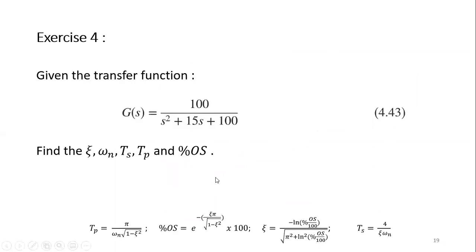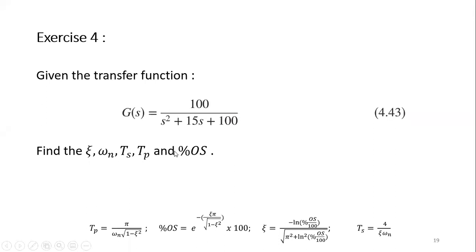Some exercise. You're given the transfer function 100 over s squared plus 15s plus 100. Find the damping ratio, natural frequency, settling time, peak time, and percent overshoot. Usually in the assessments and final exams, if you look at the past year papers, these formulas will be given. But it depends. The tricky part is what formula is given for percent overshoot, so you have to be alert. The settling time and peak time have the same formula, but for the percent overshoot and damping ratio there are a few formulas that you need to know how to use. Usually in the final exams, it's not going to give you all the formulas. So look at these questions.